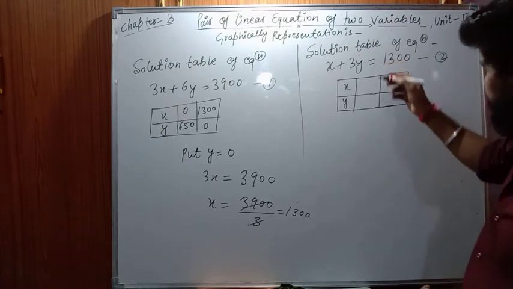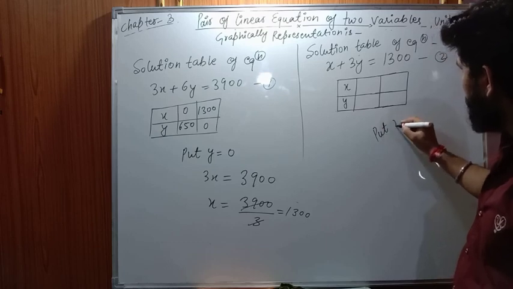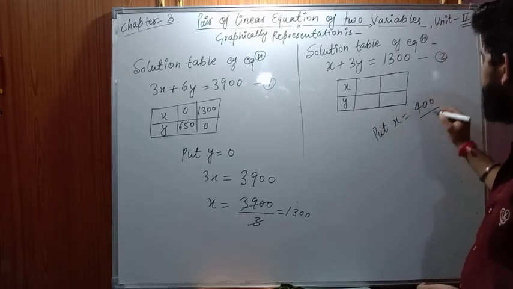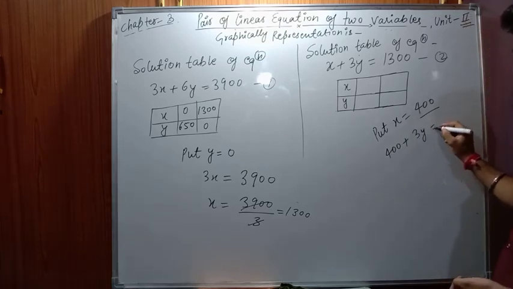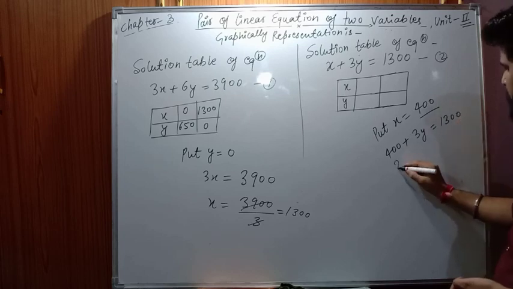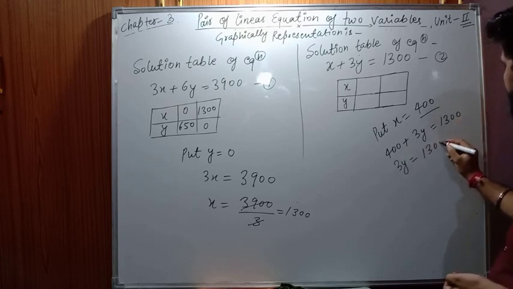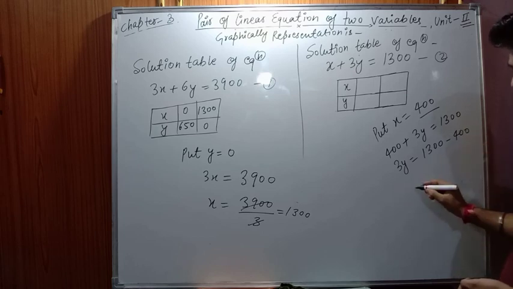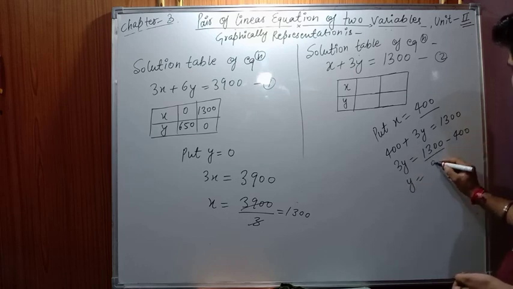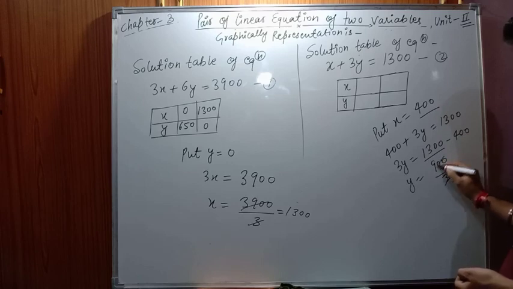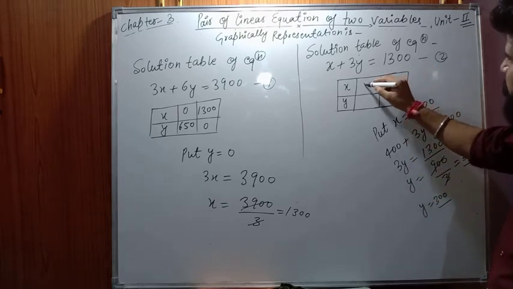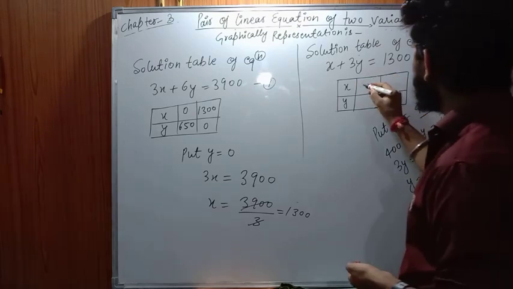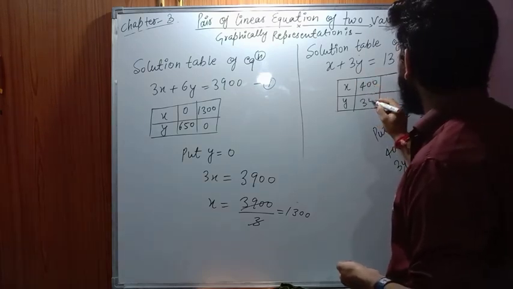So I put x equals 400. So 400 plus 3y equals 1300. 3y equals 1300 minus 400. y equals 900 upon 3, that is 300. So now we get the value of y, that is 300. So when x equals 400, then the value of y is 300.